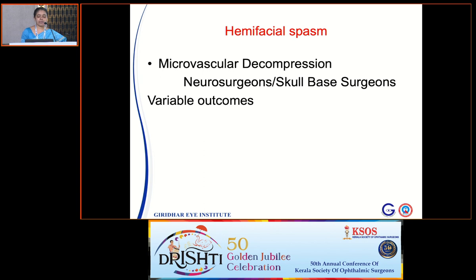Coming to the next spasm, hemifacial spasm. Surgical management: Botox we have heard about from Dr. Anju. Microvascular decompression is very commonly done. Sometimes immediate results are very good, but long-term recurrences are common. Here it is done by neurosurgeons, skull-base surgeons, but outcomes are not really predictable. So again, the cost versus the complications of surgery matters.